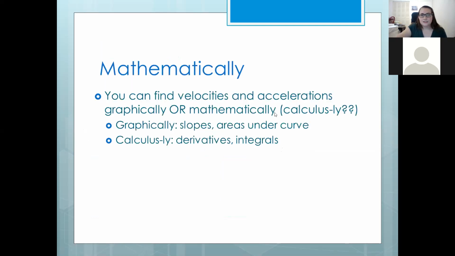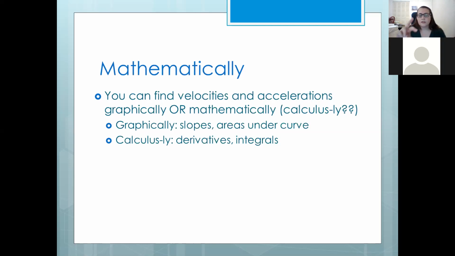All right. So, like you were just saying, we can find these velocities and accelerations graphically, like we were just doing, taking the slope of each line section, or we can do it mathematically using calculus. So, calculusly, if you want to invent words like I do. Graphically, like I said, we are going to look at slopes. And today I'm going to teach you what I mean by areas under the curve. But according to calculus, what we're actually doing is taking a derivative and taking an integral.